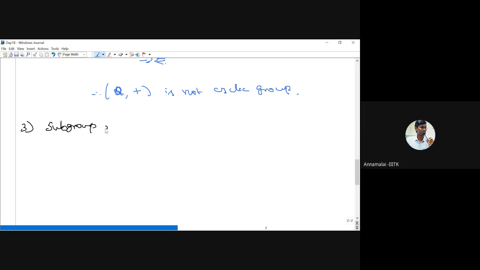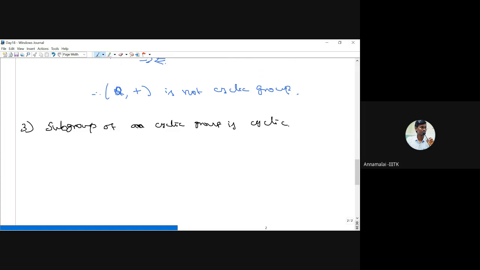Subgroup of a cyclic group is cyclic. Okay. So from this we can easily say that the R comma plus is not a cyclic group. Why R comma plus is not a cyclic group?